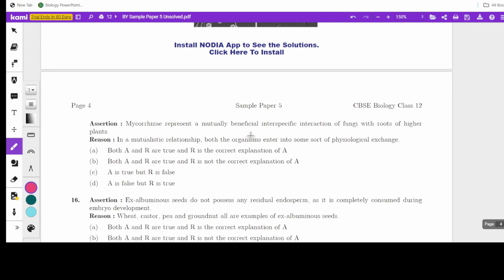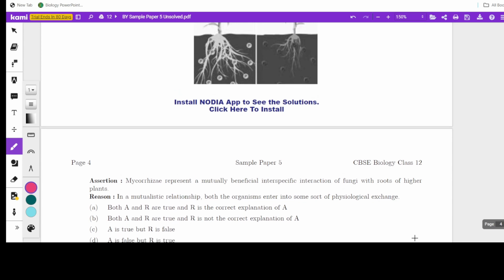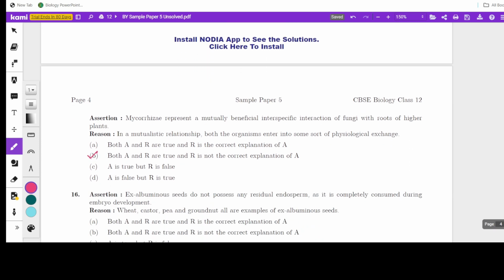Mycorrhizae represent a mutually beneficial interspecific interaction of fungi with roots of higher plants. Yes. In a mutualistic relationship, both organisms enter into some sort of physiological exchange. That's not always true. Yes, they enter into some sort of physiological exchange, but it's not always true. It's not like they exchange and therefore get a mutual relationship. So I could say that both A and R are true, but R is not the correct explanation of A. It's true, but not always.